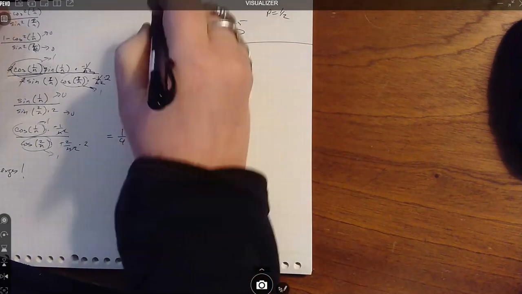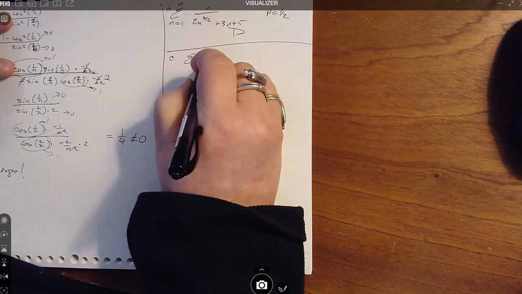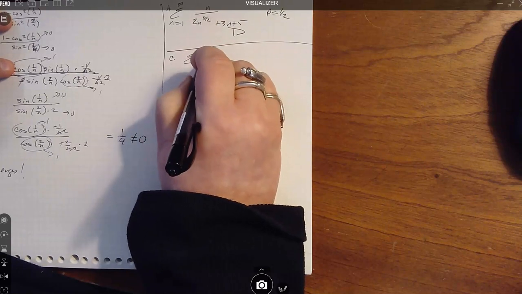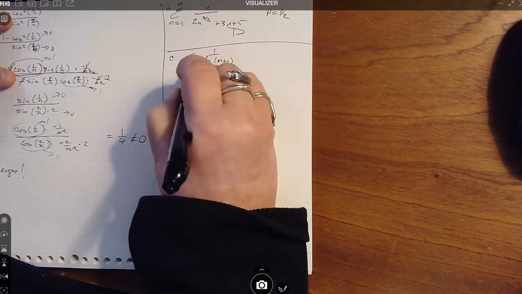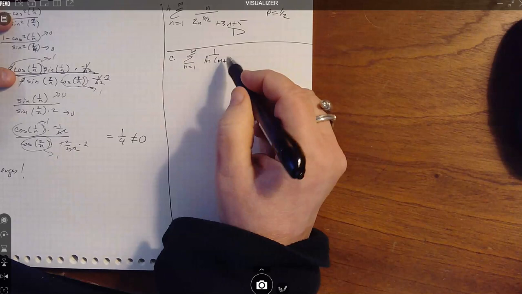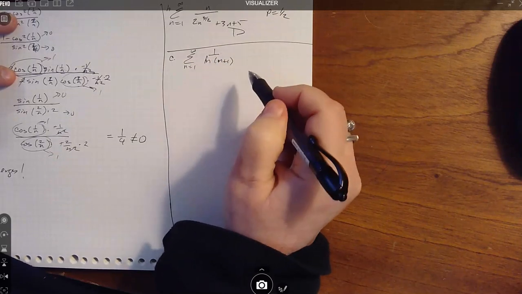C. The summation of 1 over natural log of n plus 1. Well, since I know that 1 over n diverges, this one's going to be even worse, so this will diverge.